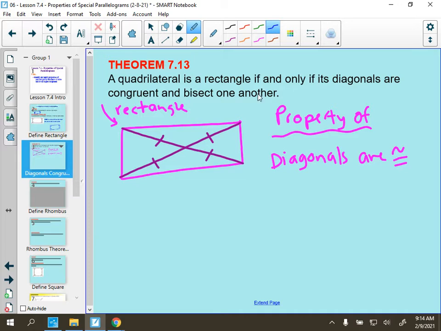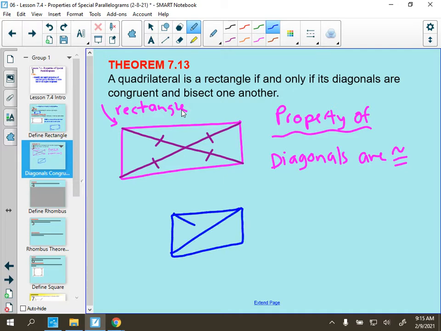The property of, if you have a rectangle, you know for a fact that the diagonals are congruent. But then the second part would be, if I'm trying to prove a figure is a rectangle, I could look at its diagonals and see, do they bisect each other? Check. Yep, that's going on. Do I see that the diagonals are the exact same length? Check.